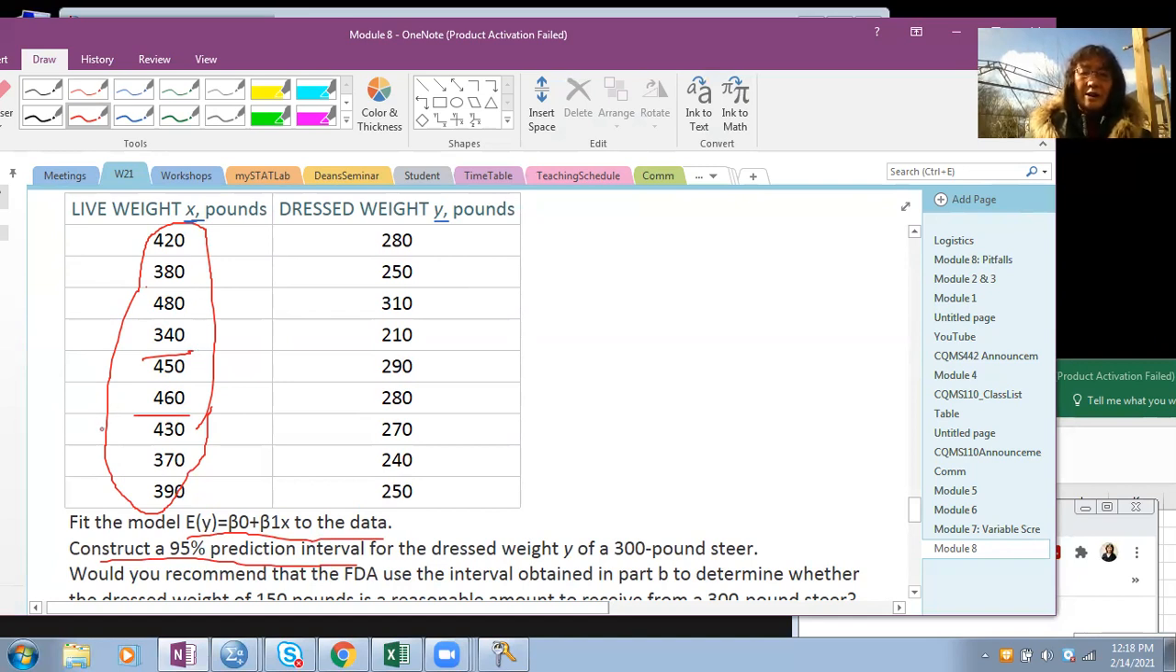So you cannot make a prediction because we do not know what happens outside this range. It could be linear, could be quadratic, could be polynomial, could be something else. All we can say is that when the data is between 340 and 460, we can use this simple linear model to fit the data. All right.